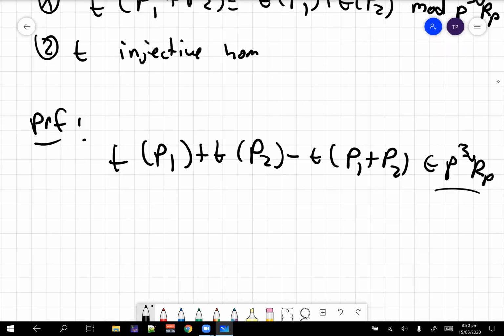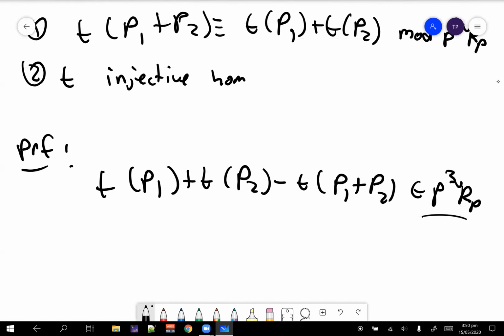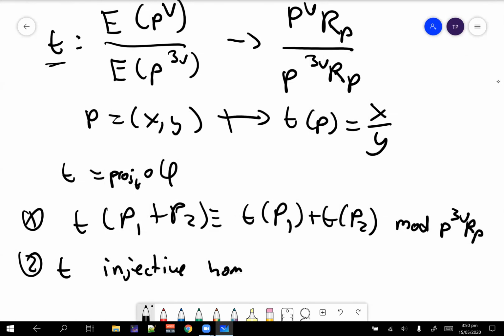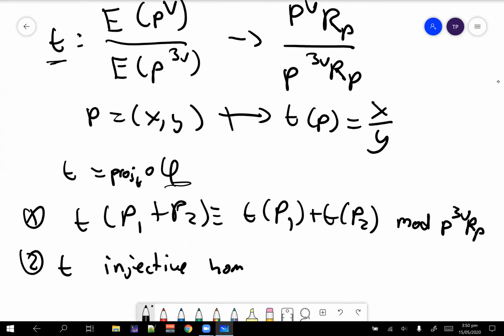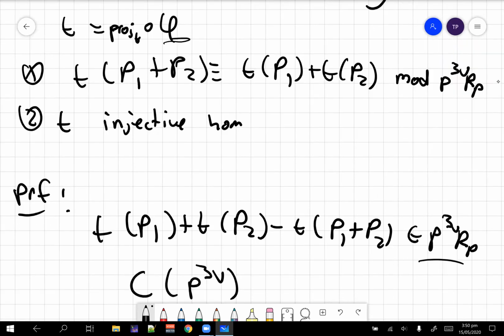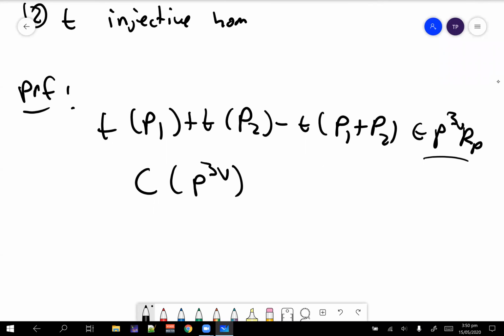And because the kernel of the map would be the thing here, and then we mod out by the thing on the left hand side, before applying this phi here, and then we take E instead because that's before a transformation, and then this gives us injectivity. I think that's actually a typo in the notes. The C of P to the 3V in the notes should be an E.